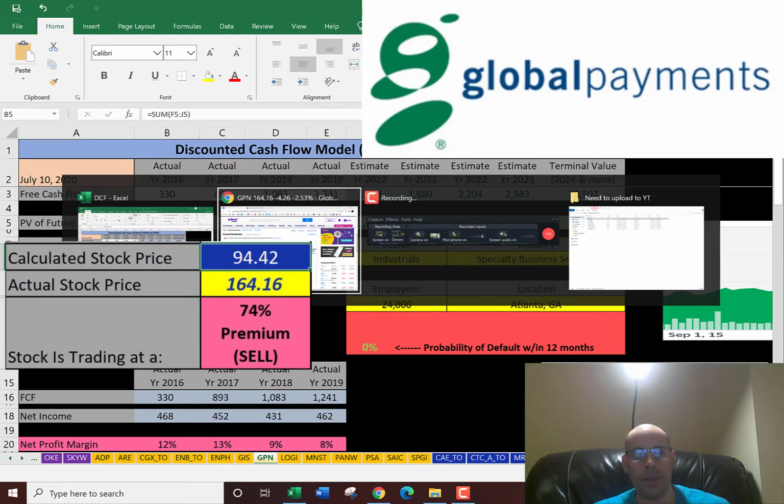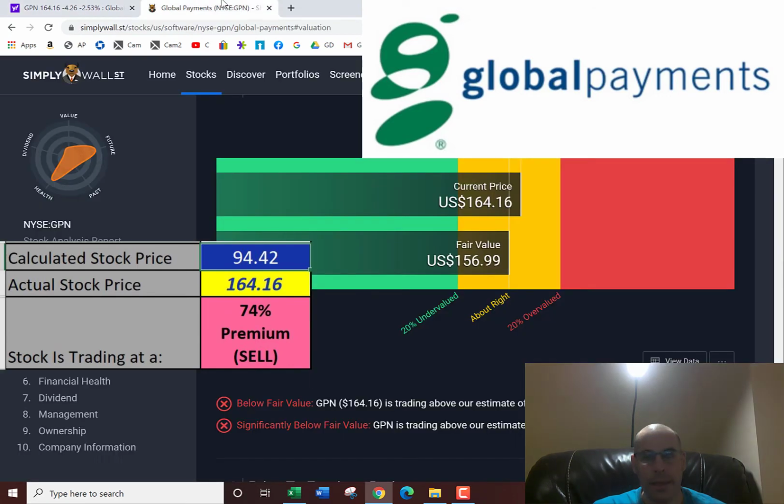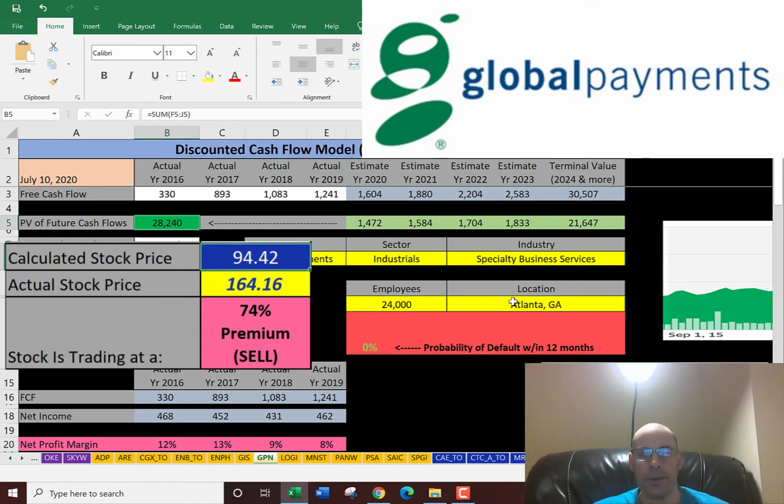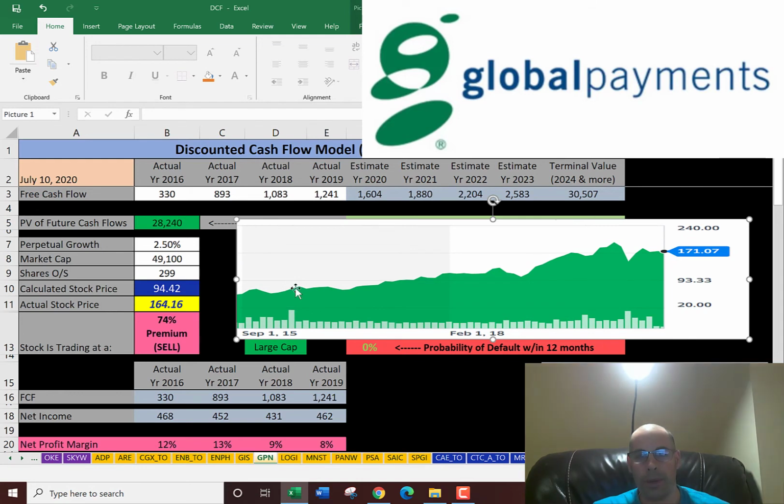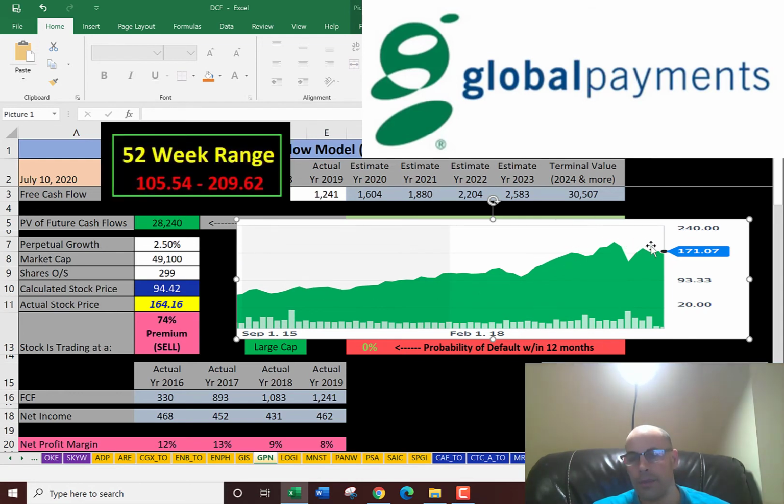Let's see what Simply Wall Street values the company at. They're saying it's $156. So they're valuing it a lot more than I am. Everyone uses their own models and their own assumptions. Let's look at the historical stock price. It's been pretty much on an incline for many years. It dropped a little bit, it looks like, in March, but it's come almost right back up. So it's sitting around 170.